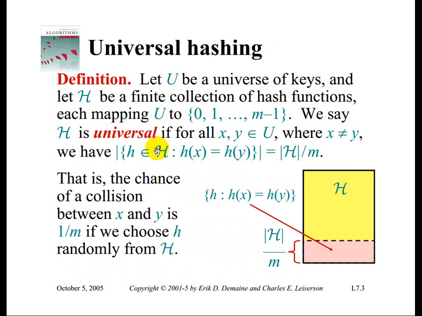I've already spoken about this. H is universal if for all x, y elements of U, where x is not equal to y, given a random function h in H, the probability that h(x) is equal to h(y), that both of them go into the same bucket, is the number of such functions divided by the number of functions in H, which is 1 over m, where m is the number of buckets.